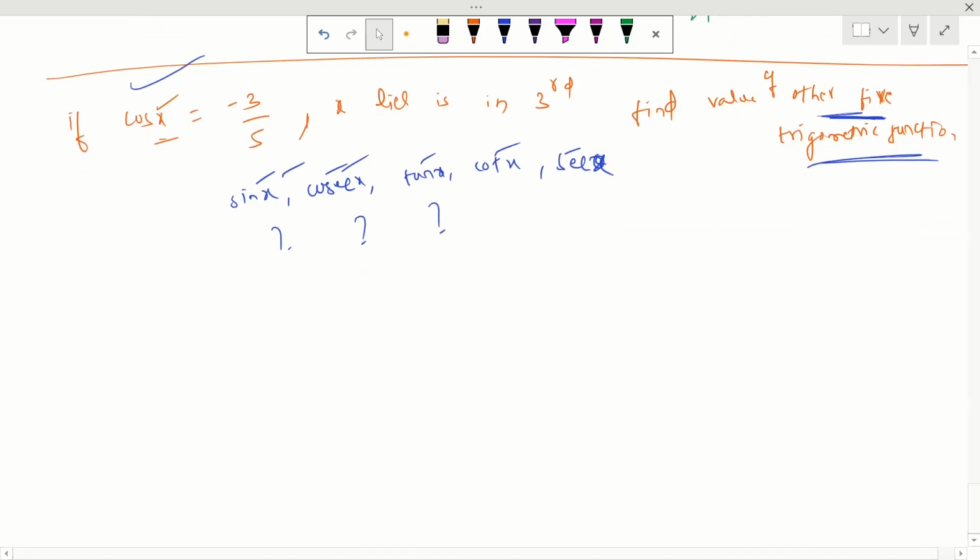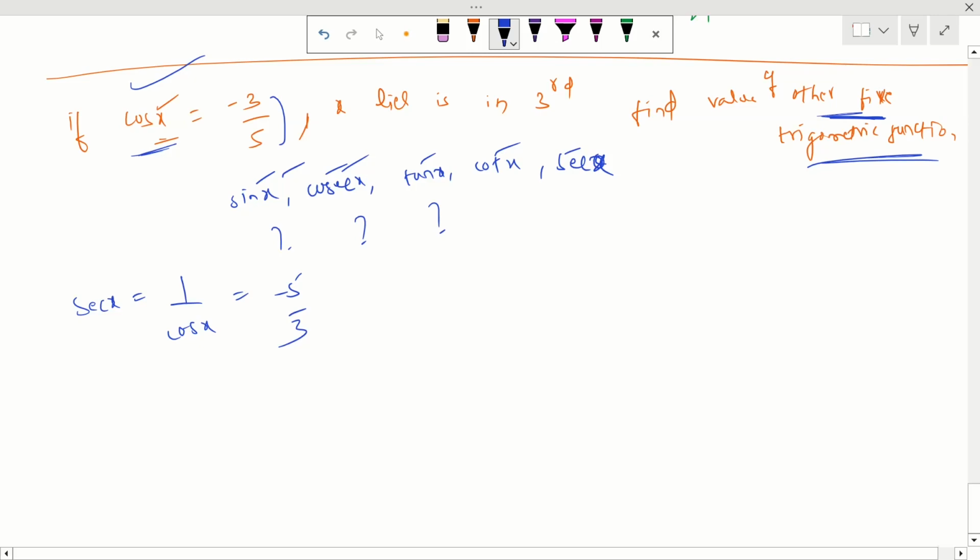Here cos x is given as minus 3 by 5. We know that the reciprocal of cos x is secant x. So secant x is 1 by cos x, which is 1 by minus 3 by 5. Taking the reciprocal, it is minus 5 by 3. One value we have found.